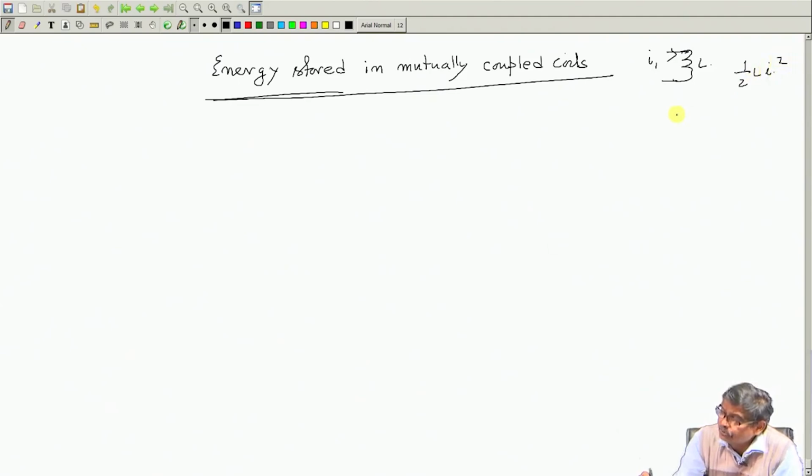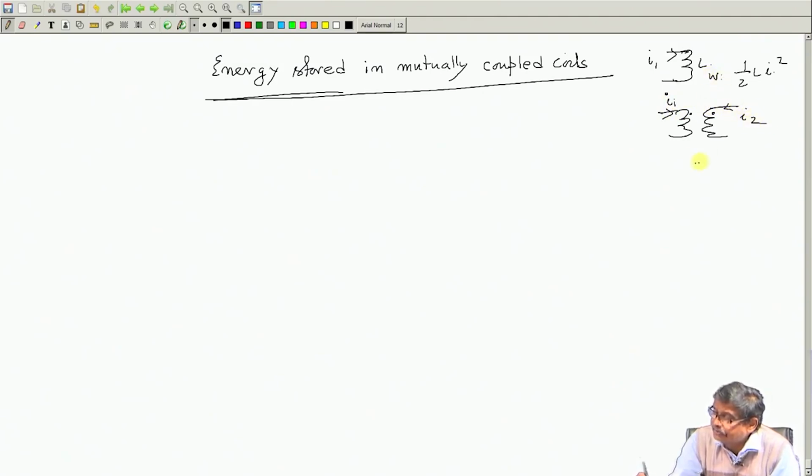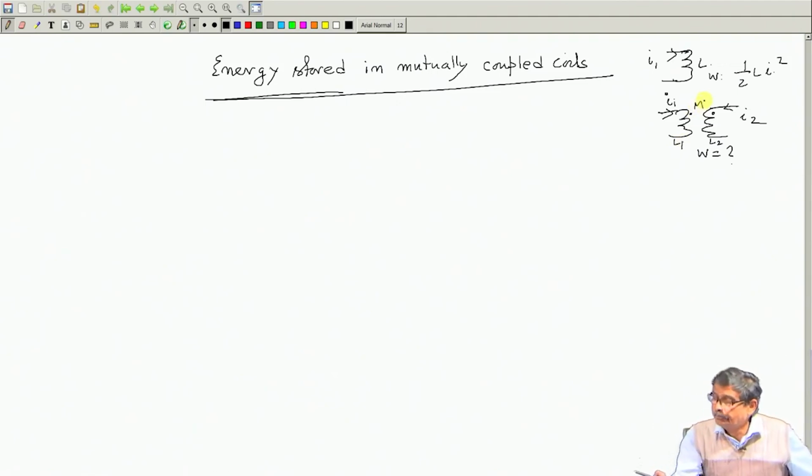Now, suppose there are two coils which are mutually coupled, and one is carrying a current I1, another is carrying a current I2. How much is the energy stored? We want to know. This is L1, this is L2, these are given, and this is the mutual inductance between them. This is the problem. What is W? Suppose at a given instant they are carrying currents I1 and I2.